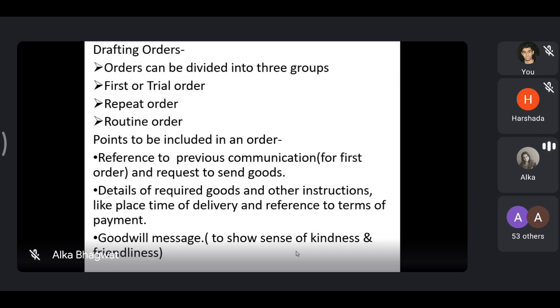Basically, it's a message to show some kind of kindness and friendliness. So to have a good relation with the supplier, that is how you will always have it in your letter.